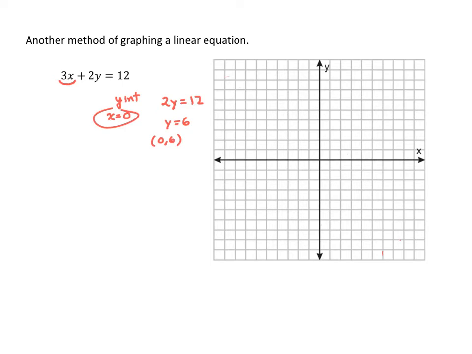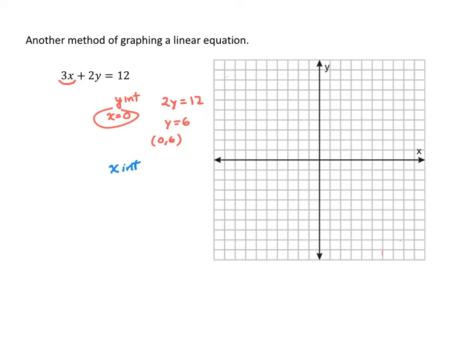See, we got that without isolating the y. We didn't put the equation in y equals mx plus b form. We only let x equals 0 to find the y-intercept. Now, we can do the same thing to find something called the x-intercept. The x-intercept will be a point on the x-axis.